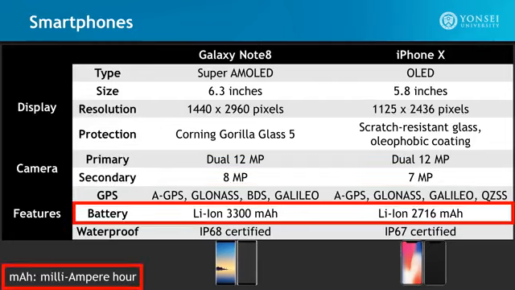Looking into the battery of the two devices, the units are both in milliampere hour, mAh, as listed in your left side bottom corner. The battery types are both lithium-ion, and lithium-ion batteries with different capacities are used in these smartphones. For the Galaxy Note 8, it's a 3,300 milliampere hour one. For the iPhone X, it is a 2,716 milliampere hour battery.